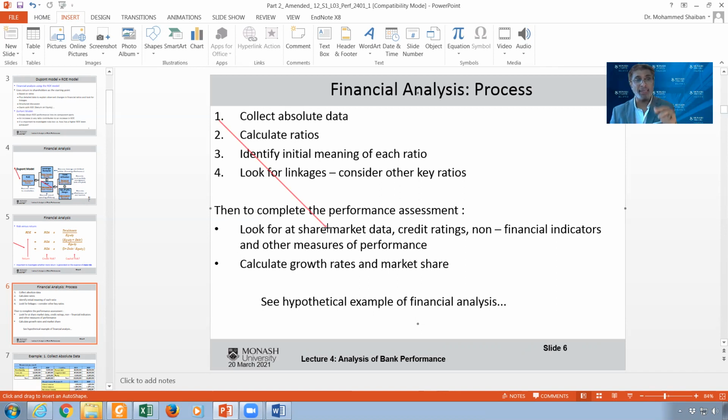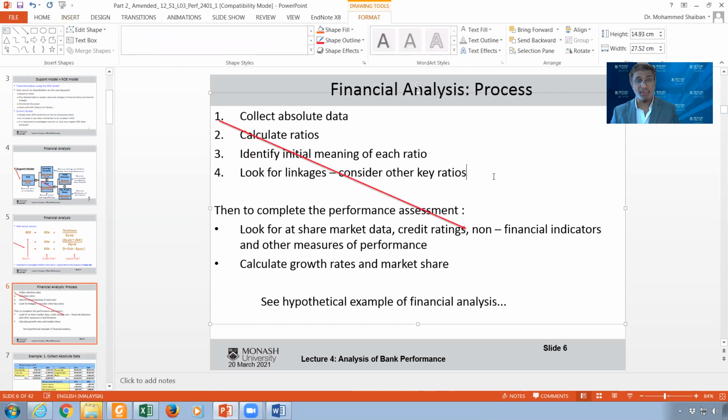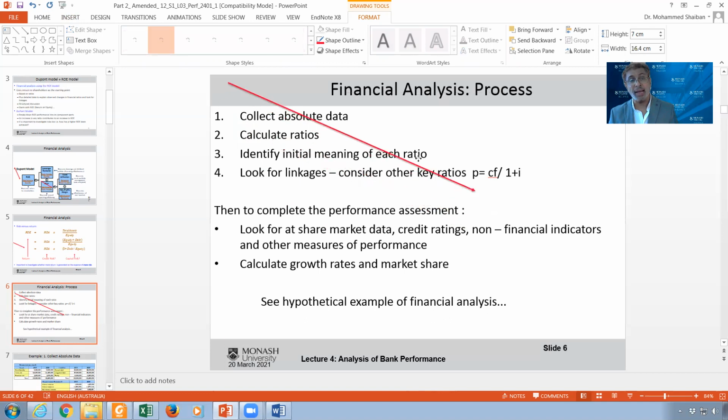So if you look at the price, just to make it like this, the price is actually the cash flow, as we said before, divided by 1 plus I, right? Now this I, as I told you, will incorporate the risk. The I will incorporate the risk, the discount rate.